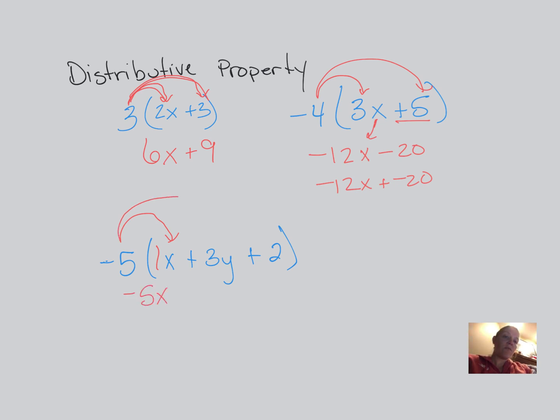And then negative 5 times 3y. Negative 5 times 3 is negative 15. And then this one has that y attached to it. And then negative 5 times 2 is negative 10. And again, like I did before, I could actually change this to adding the opposite and make this all plus negative 15 plus negative 10 would be an equivalent problem as well.